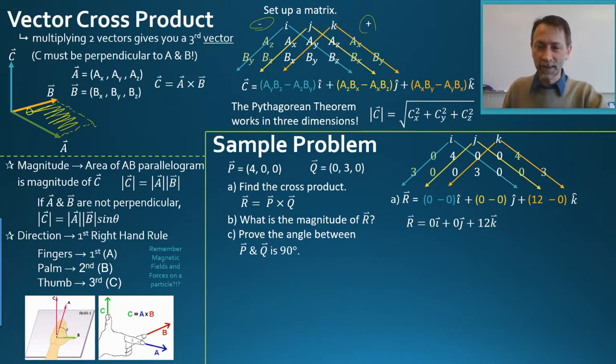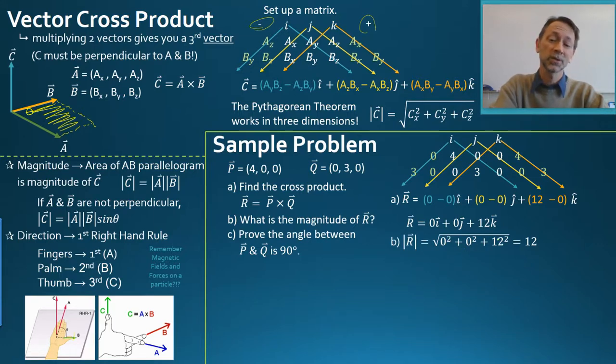Now, how would I find the magnitude of this? We can obviously look at that and say that the magnitude is 12 because these two are zeros. Or we could use the Pythagorean theorem and say the square root of 0 squared plus 0 squared plus 12 squared gives us 12, and that's got to be the magnitude of that cross product, or of the resultant.